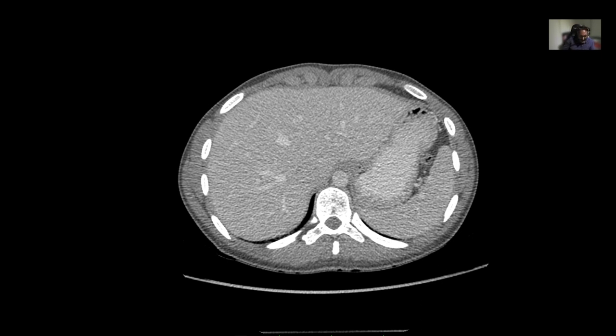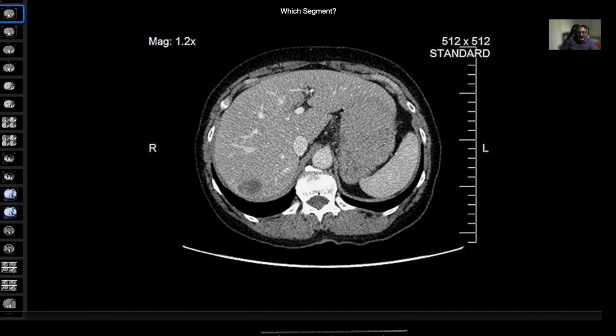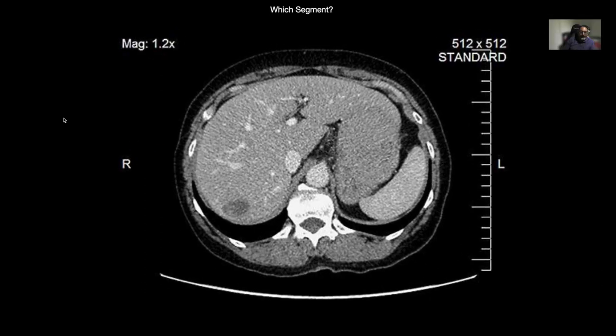All right, so now let's get into this quiz. And so what section is that? Yes. So you're above the portal vein.